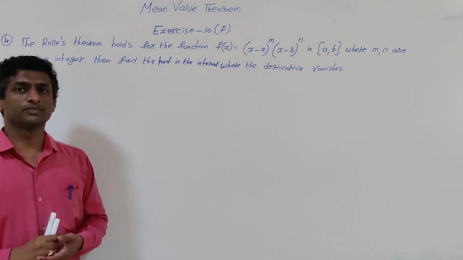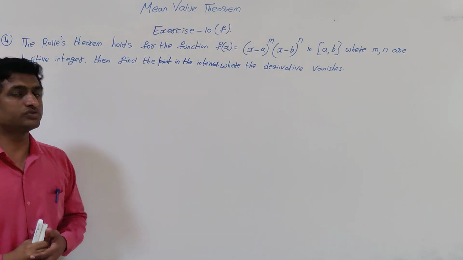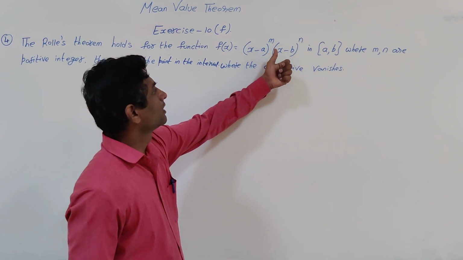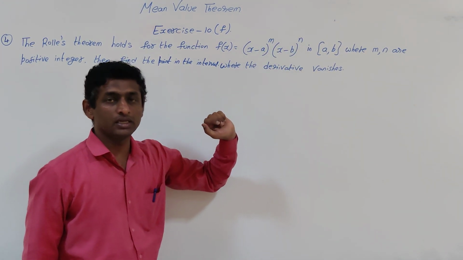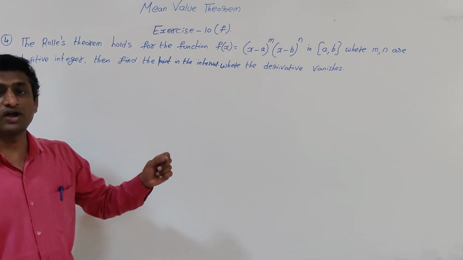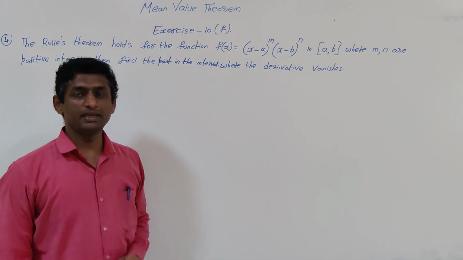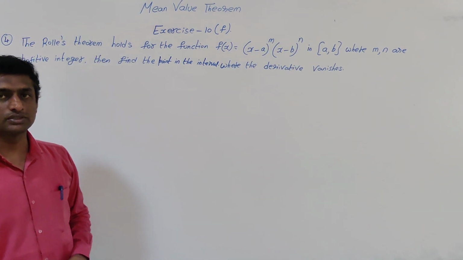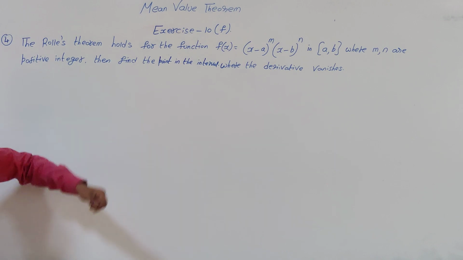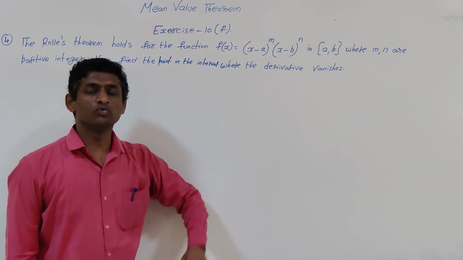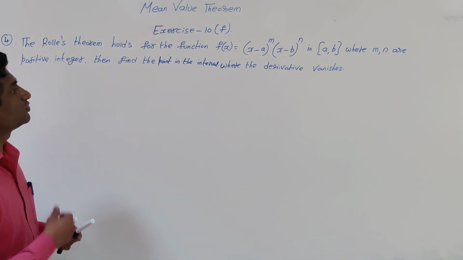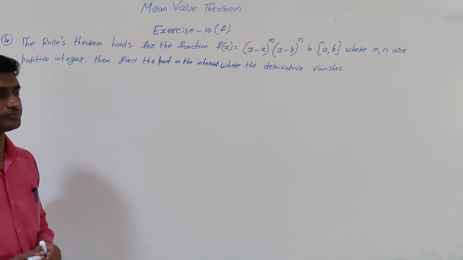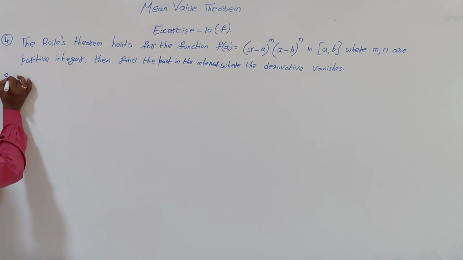So the next problem is: Rolle's theorem holds for the function f of x is equal to x minus a whole to the power of m into x minus b whole to the power of n, defined in the closed interval a comma b, where m and n are positive integers. Then find the point in the interval where the derivative vanishes. So we'll try to find the point in the given interval where the derivative becomes 0.